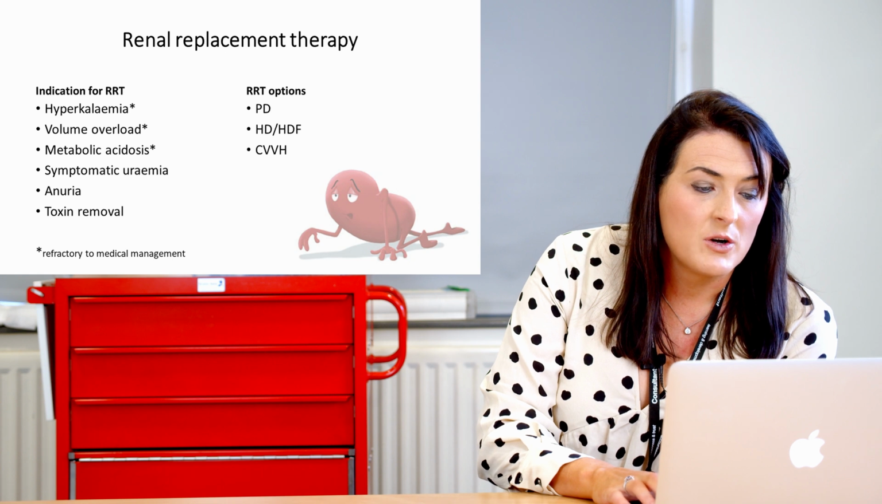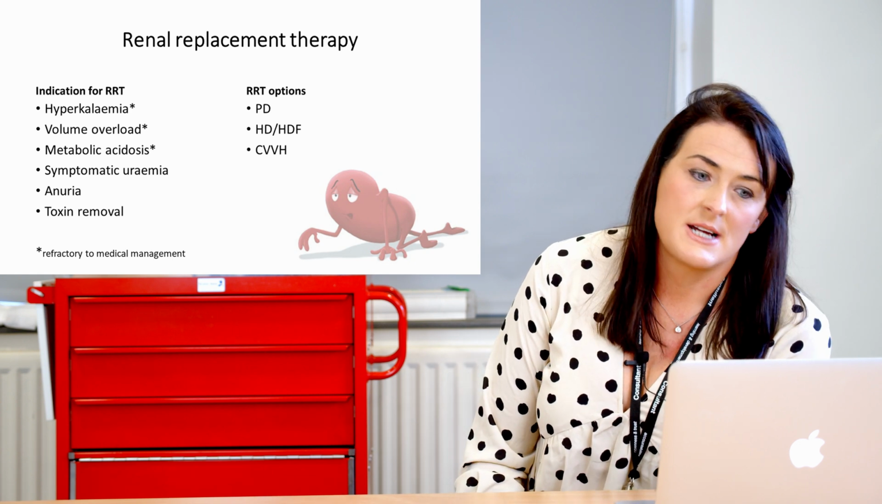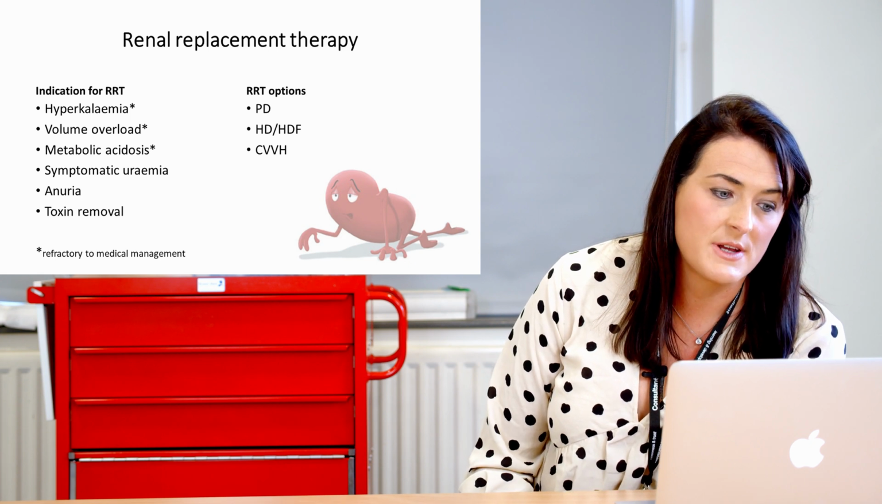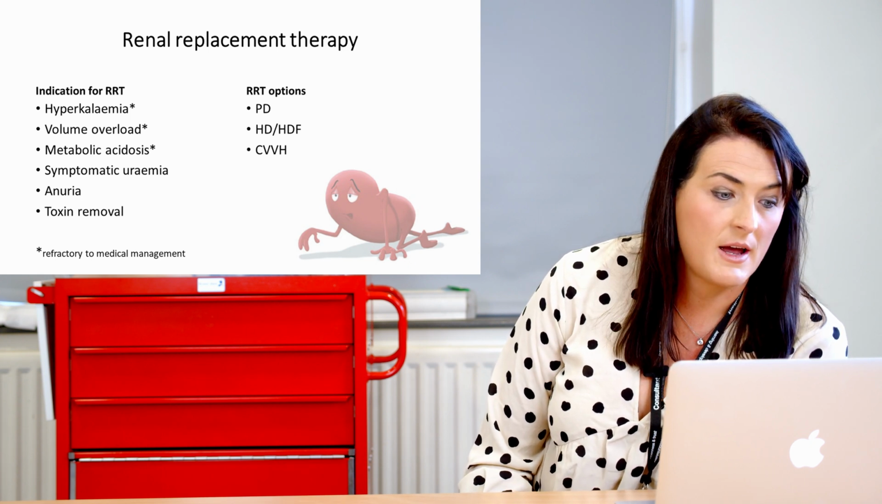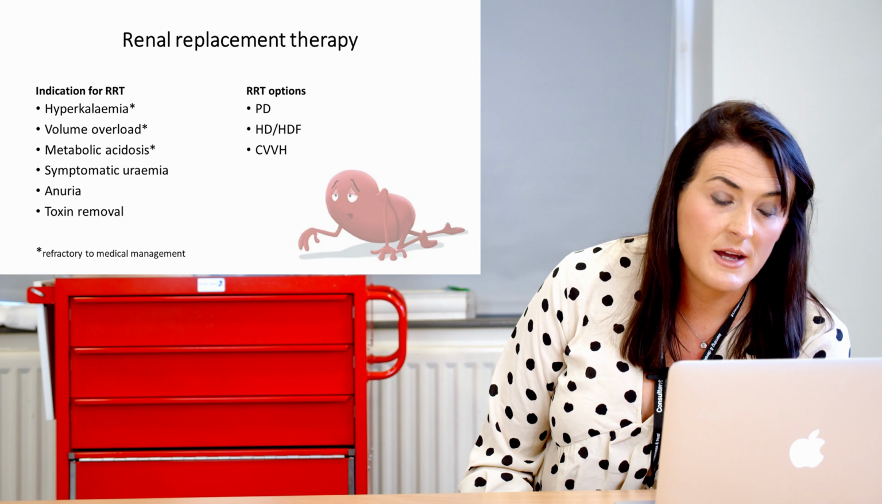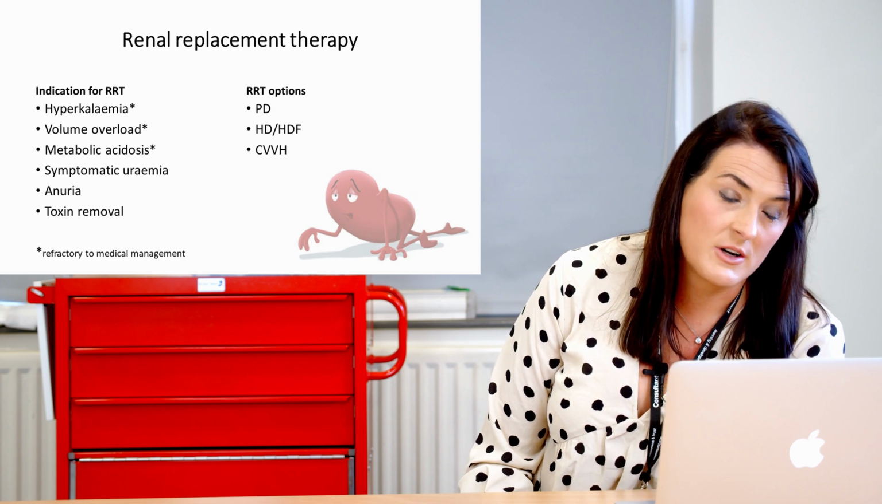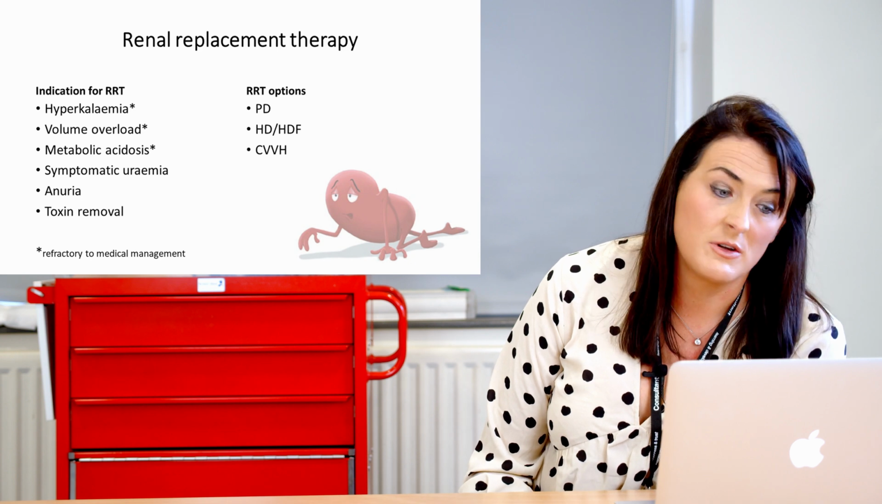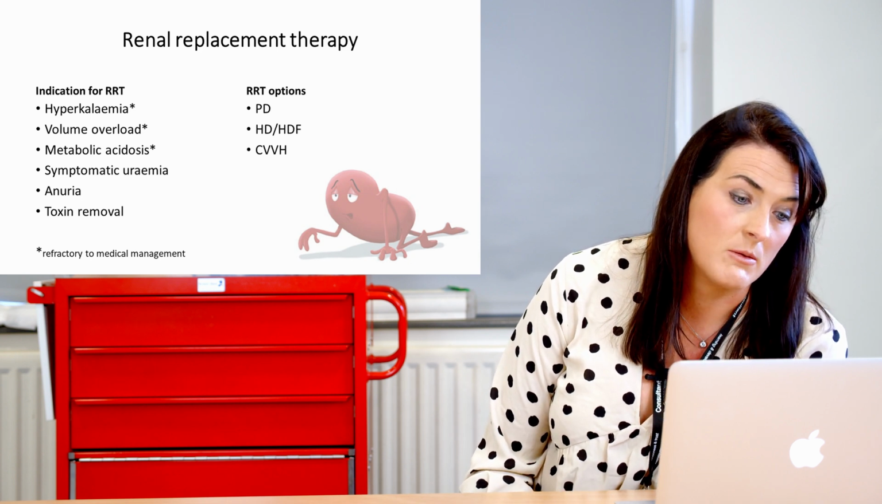And then moving on to renal replacement therapy. This is an entirely different talk in itself, but really I'm just going to talk briefly through the indications for this. So again, hyperkalemia, volume overload, metabolic acidosis that is refractory to medical management, symptomatic uremia, and if they are anuric and you're struggling with regard to nutrition and volume or toxin removal. So it can be very helpful.